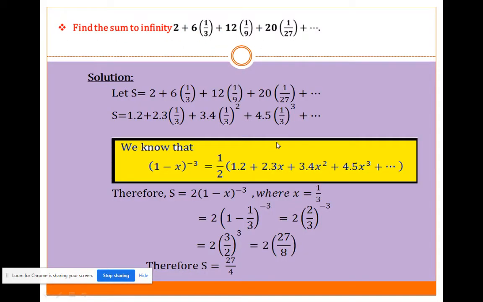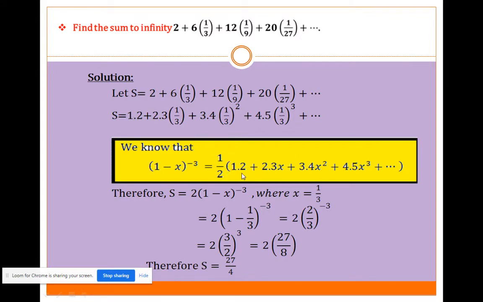Same as the previous question. Here also we can easily compare with our standard expansion. For that, first of all, we are rewriting the question as 2 into 1, 3 as 1 into 2, 2 into 3, 3 into 4, 4 into 5, etc. So by seeing this, we can compare with our standard expansion.